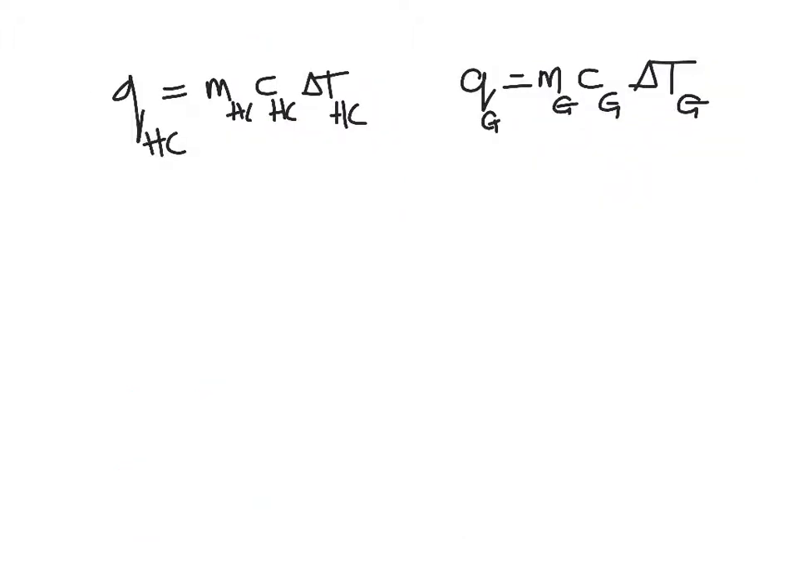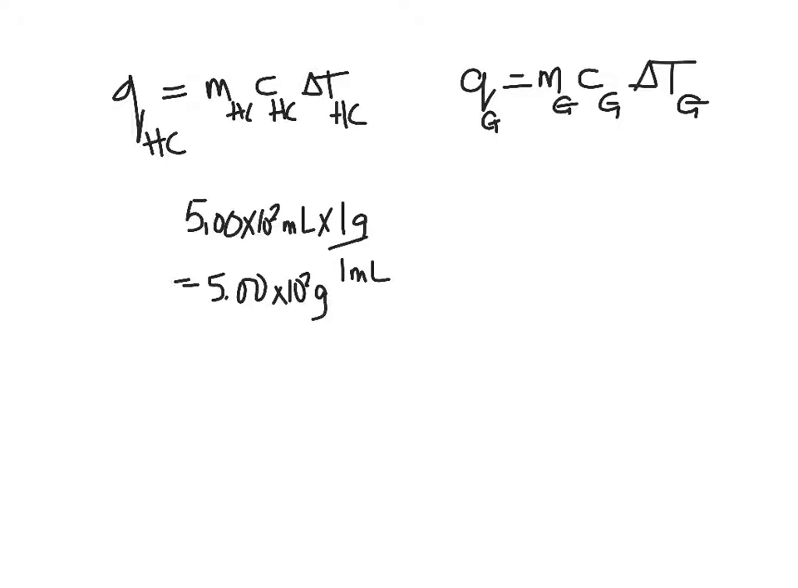You assume it's got the same specific heat capacity of water if you need to, and you assume it's got the same density. They don't give us density, so we're going to assume it's got the same density as water. So 500 milliliters times 1 gram per 1 milliliter is 500 grams. Don't neglect to do that step.